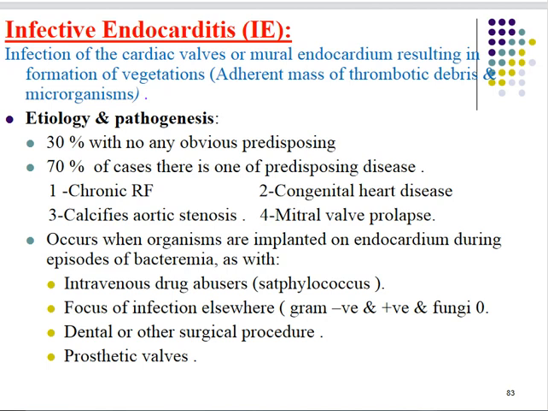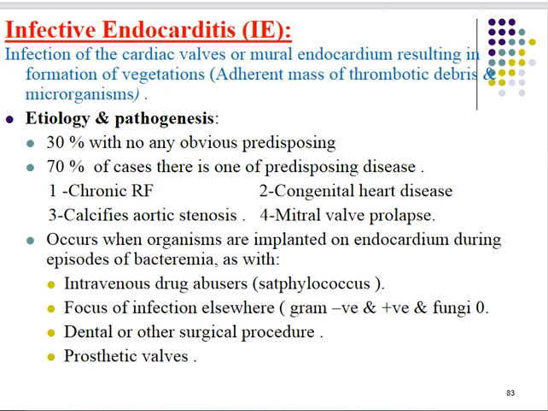In 30% there is no obvious predisposing factor, but in most cases, 70%, there is one of the predisposing factors for the development of infective endocarditis, which include chronic rheumatic fever, congenital heart disease, calcified aortic stenosis, and mitral valve prolapse.